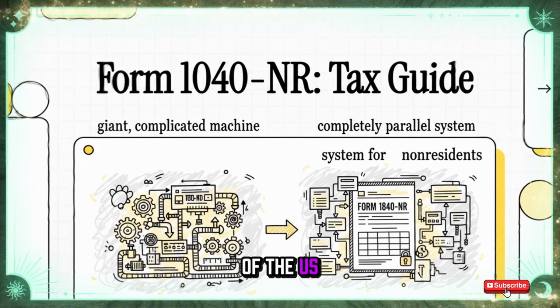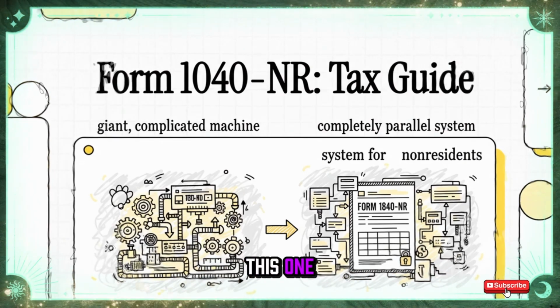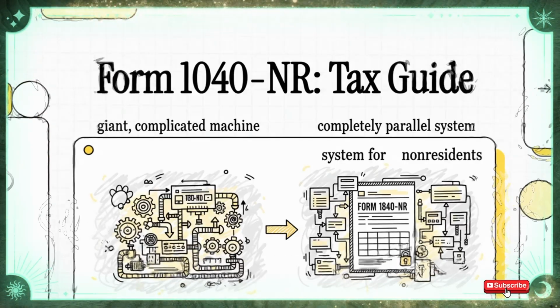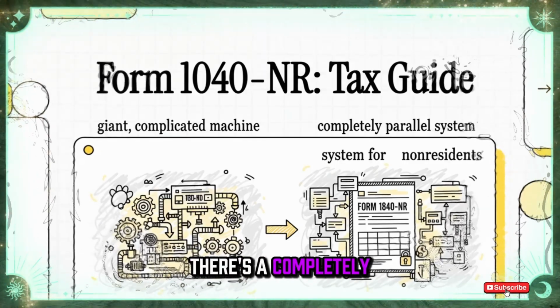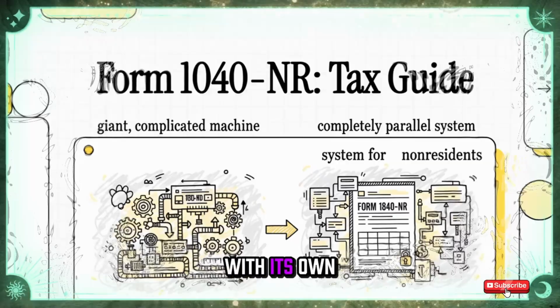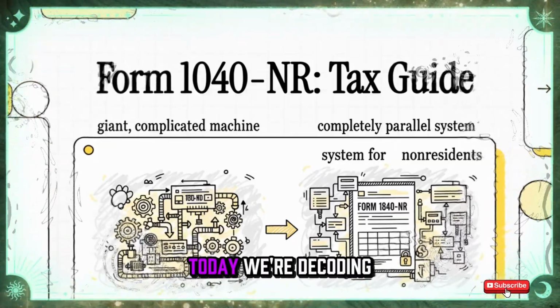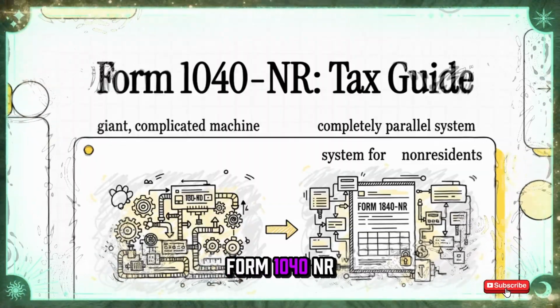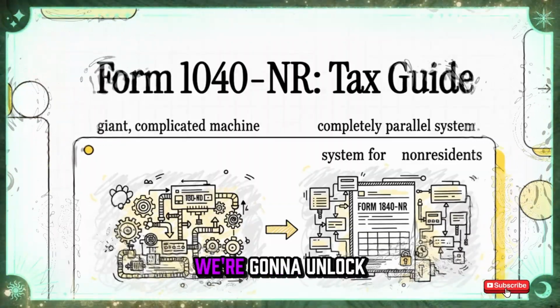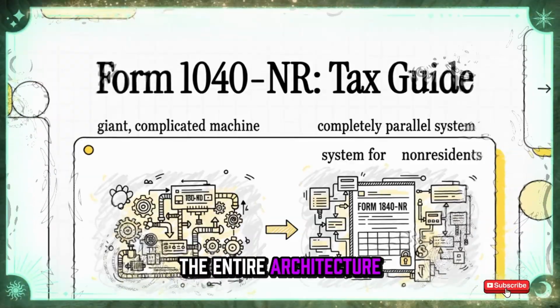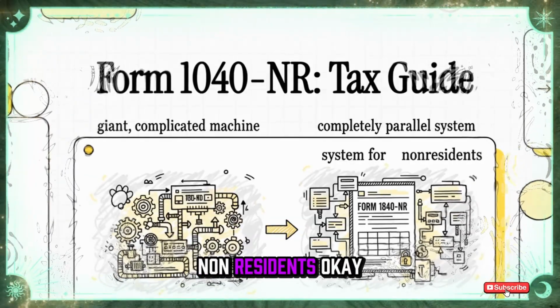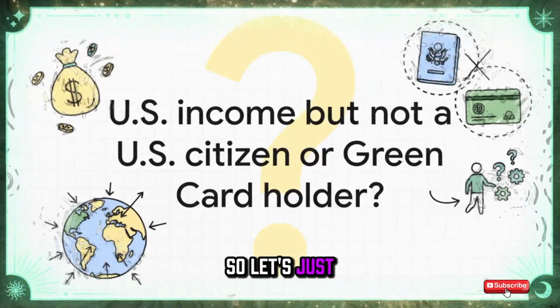Most people think of the US tax system as this one giant complicated machine. But what if I told you there's a completely parallel system with its own set of rules, its own logic, and its own crucial form? Today, we're decoding Form 1040-NR, and in doing that, we're going to unlock the entire architecture of the US tax system for non-residents. Okay, so let's just dive right in.